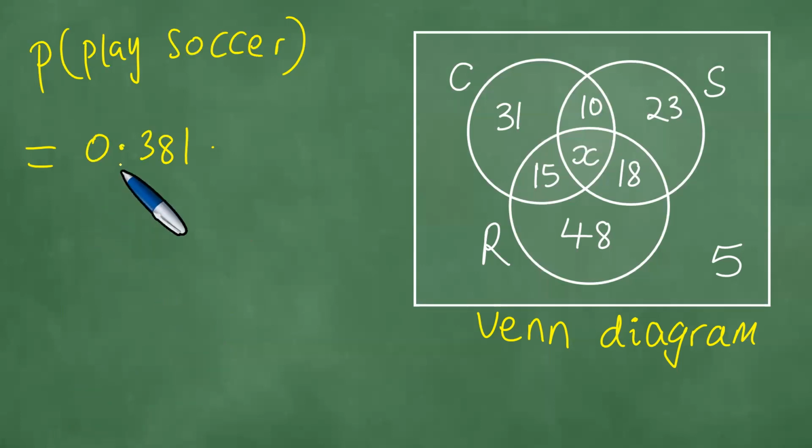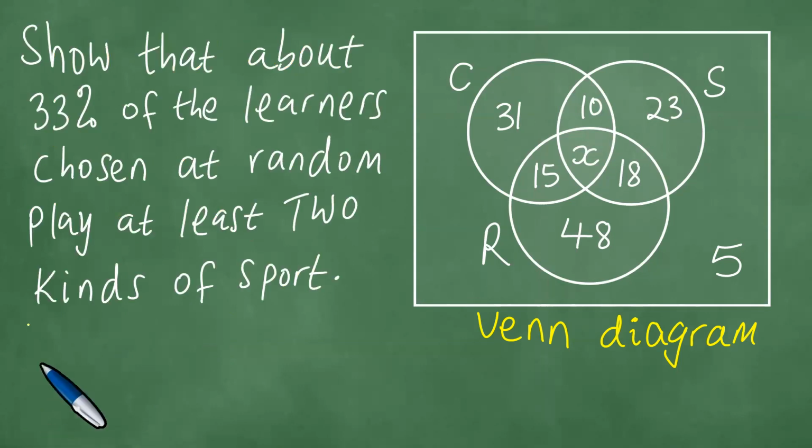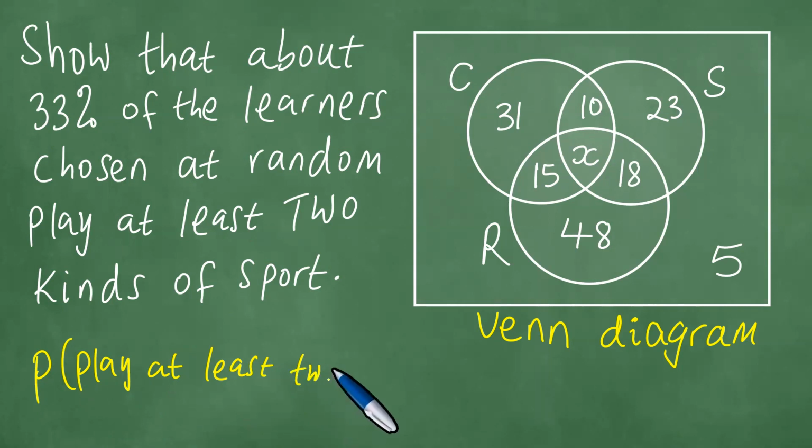The next question. Show that about 33% of the learners chosen at random play at least two kinds of sport. Let's look at this one. The probability of that is going to be the probability of the fact that Elena decides to play at least two kinds of sport, and we look at that very carefully. So what would that probability be?